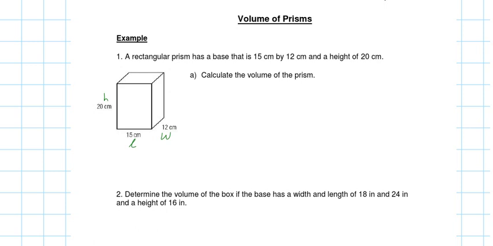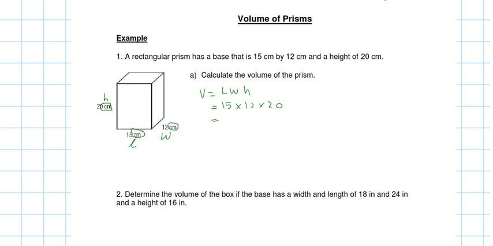So for the volume here, the first thing you have to look at is that all your units are matching, which in this case they are, they're all centimeters. So the volume is length times width times height, so it's 15 times 12 times 20. And what would be your answer for this? It should be 3,600.